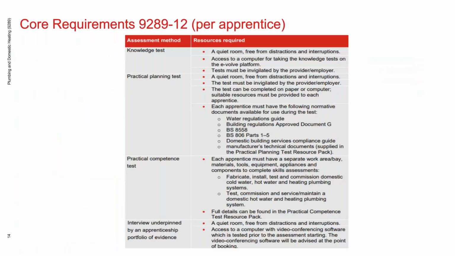Core requirements. So for the 9289-12, there's a knowledge test, a practical planning test, a practical competence test, and an interview. So those of you delivering previous qualifications will find the structure very similar. There are some slight changes when it comes to the 9289-14, which we're going to look at. And there's a very basic overview of what we're looking at: the knowledge test, the practical planning test, the practical competence test, and the interview.